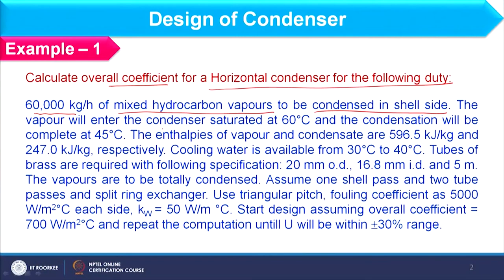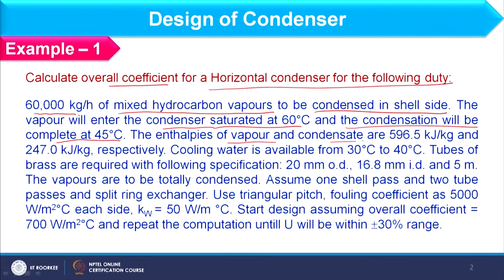So the vapor will enter the condenser saturated at 60 degree Celsius, and condensation will be completed at 45 degree Celsius. Because I am considering a hydrocarbon vapor mixture, I should consider non-isothermal condition on the condensation side, and that is why the temperature variation is given over here. So feed of vapor enters at 60 degree and condensate exits at 45 degree. The enthalpies of vapor and condensate are given like this.